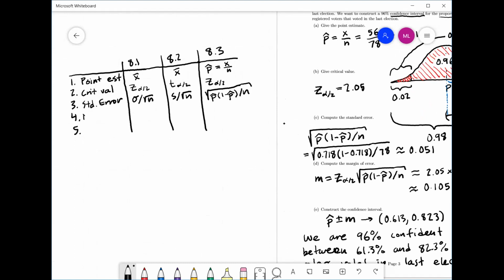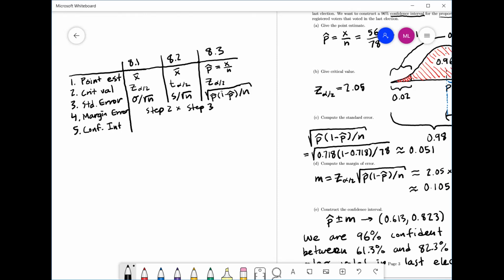And for step number 4, we find the margin of error. And in step number 5, we actually find the full confidence interval. And these are simple in the sense that it's the same step for all 3 cases. Step number 4 is just basically take step 2, that result, and multiply it by the result of step 3 to get step 4. So you always take the critical value times the standard error. So it's this times this in case of 8.1, or this times this in the case of 8.2, or this times this in the case of 8.3.